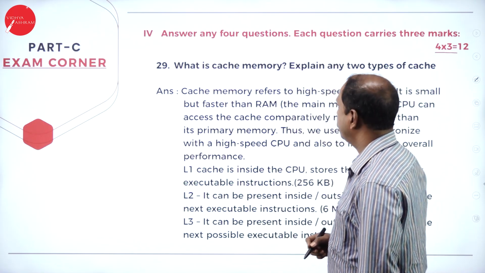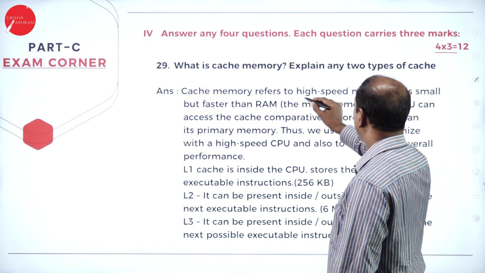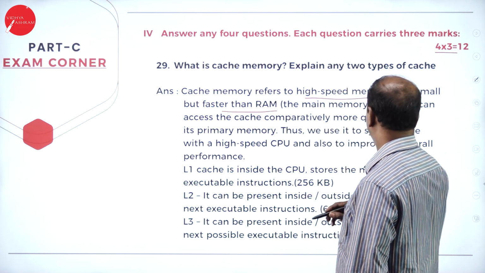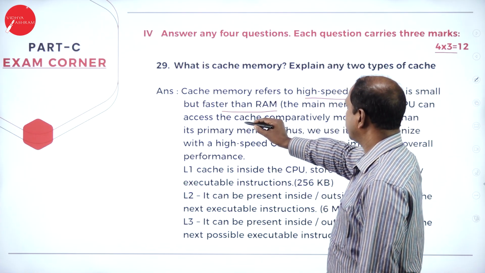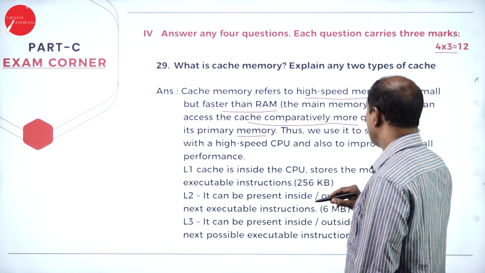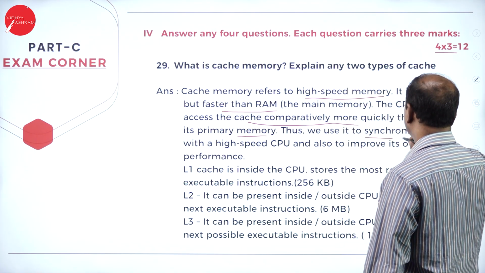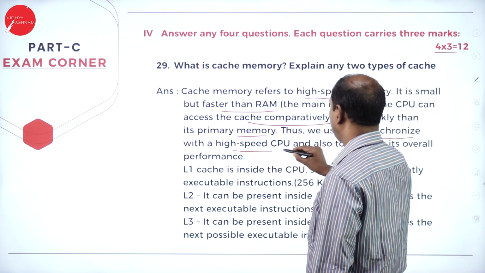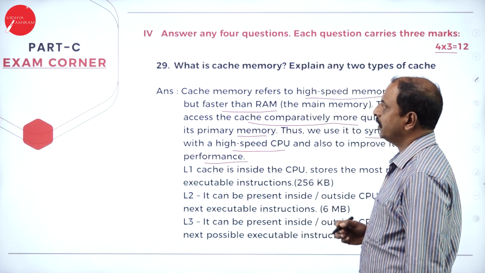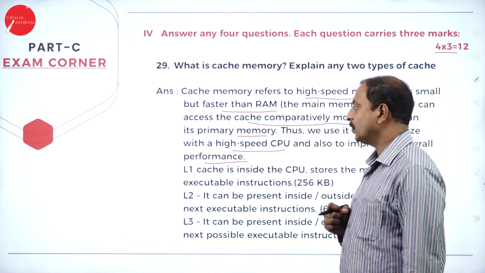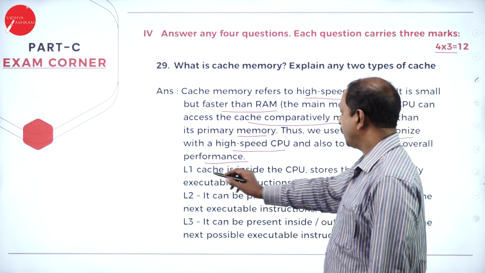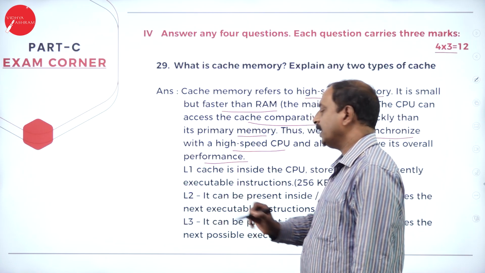Now, the definition is, it refers to high speed memory and is small but faster than RAM, and the CPU can access the cache comparatively more quickly than primary memory. So we use it to synchronize high speed CPU and also to improve its overall performance. So this is the definition of cache memory. And there are 3 types of cache memory: L1 cache, L2 cache, and L3 cache.